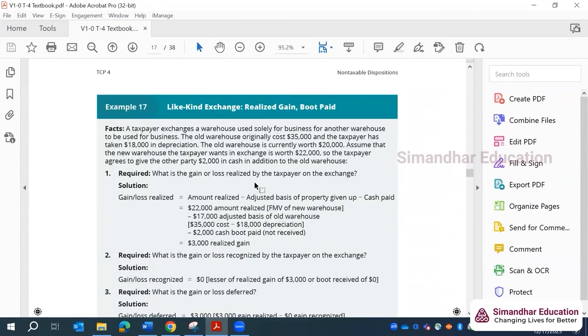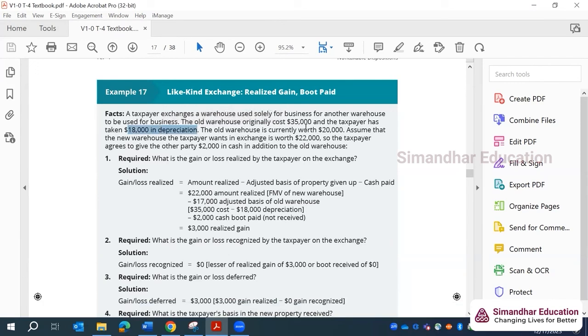Okay. In this example, we are giving cash here. So we have a warehouse which is worth $35,000. There's a depreciation which we have taken, which is $18,000. The warehouse current value we will ignore. The new warehouse that we want is $22,000. So the taxpayer gives $2,000 in cash. So here we are giving $2,000 cash. We are not receiving. So what is the net book value of our warehouse?